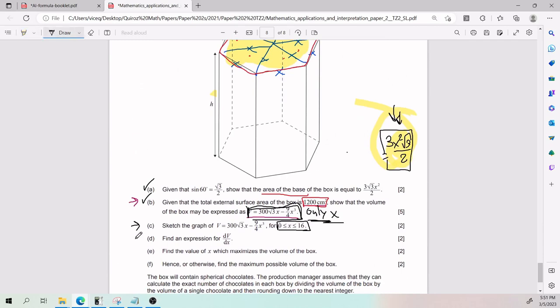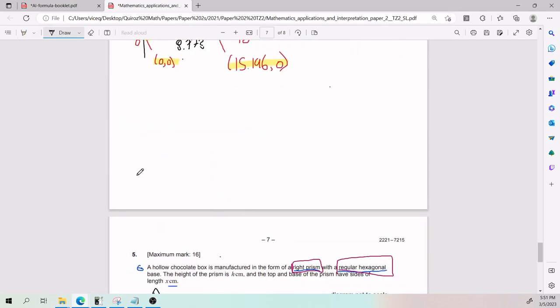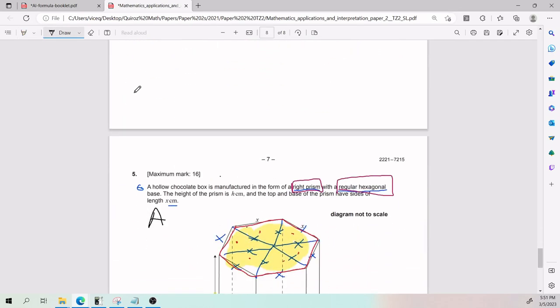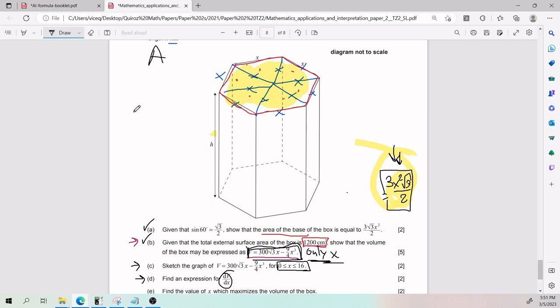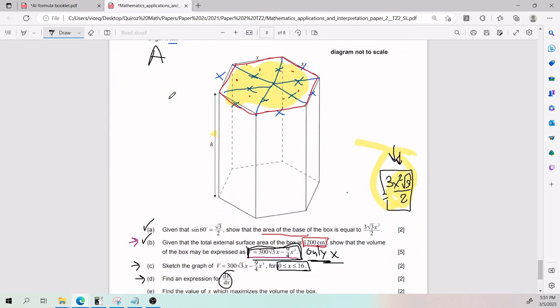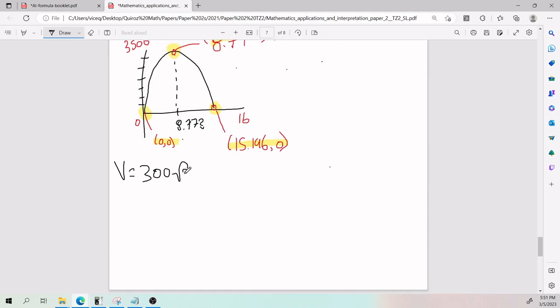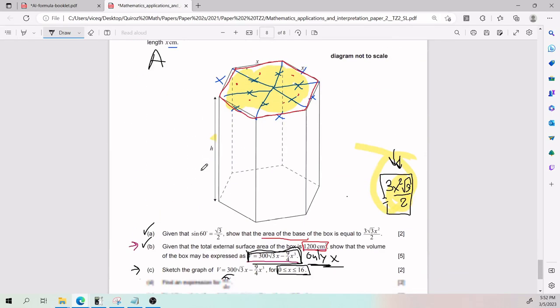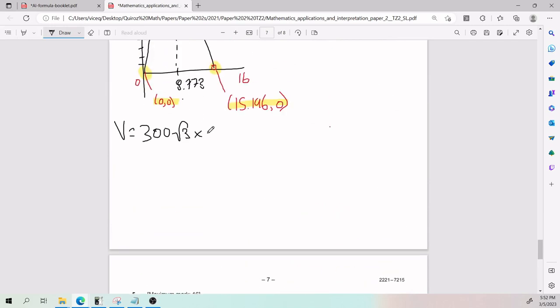Next, we need to find the expression for that. Now, what the hell is that? Well, that makes reference to a derivative. So my volume equation, following from part B, we have 300 square root of 3 times x minus 9 over 4 x to the power of 3.